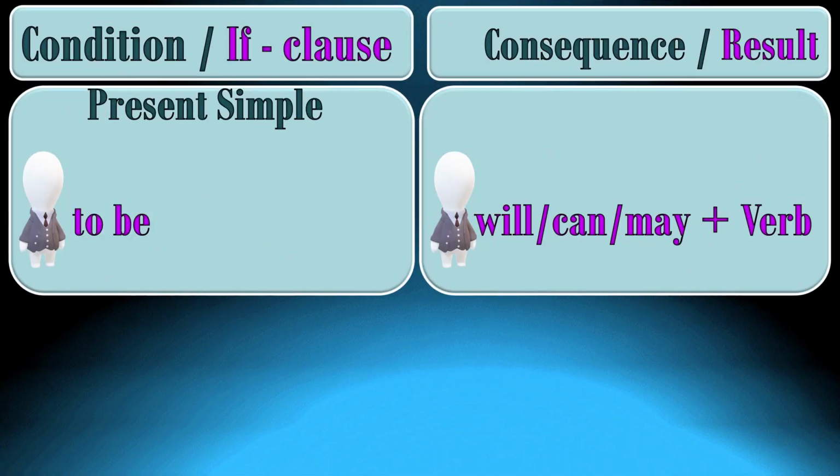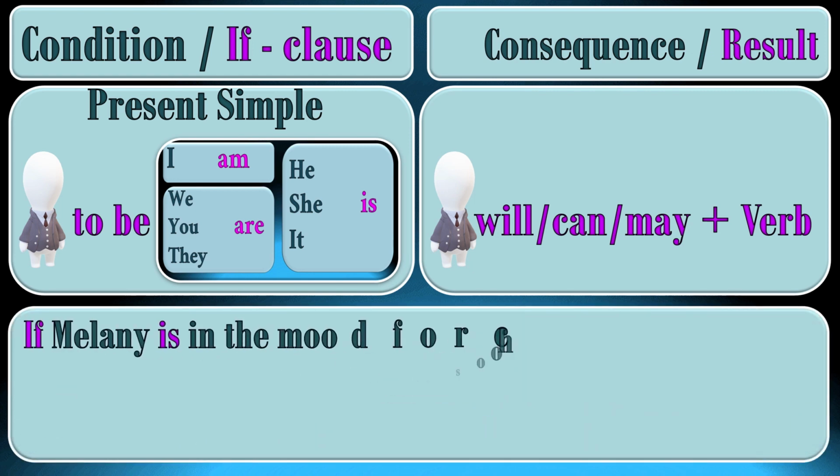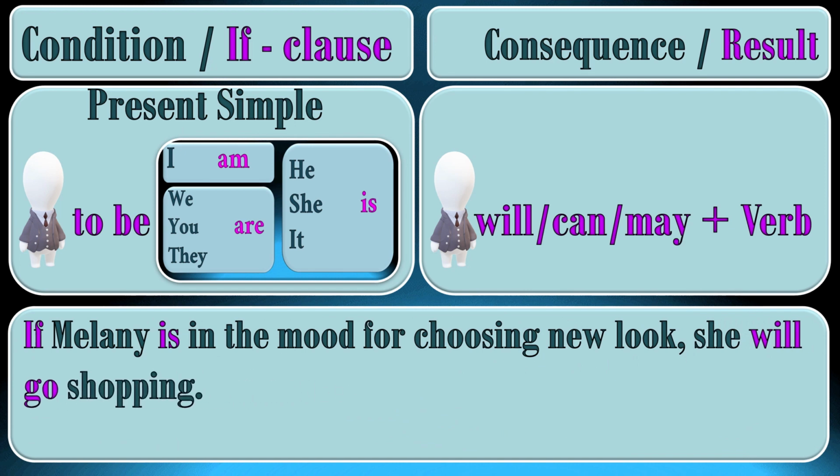When we use the verb to be in the if clause, we change it to am, is, are. As for the consequence, we use the same structure: subject plus will and a verb, can or may and a verb. If Melanie is in the mood for choosing a new look, she will go shopping. Of course, we can start our sentence with a consequence and finish it with an if clause.